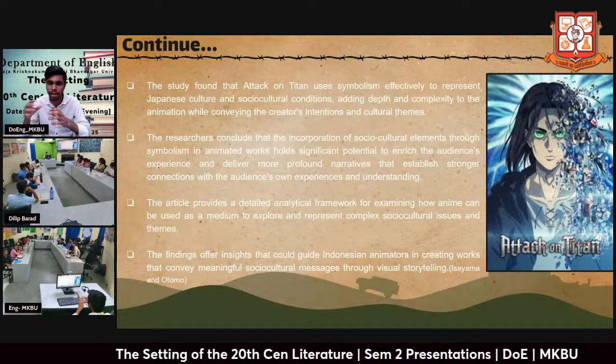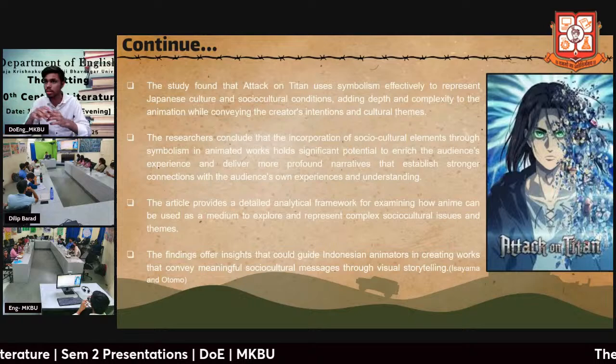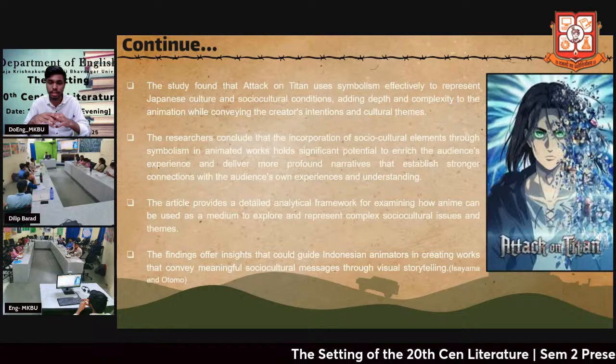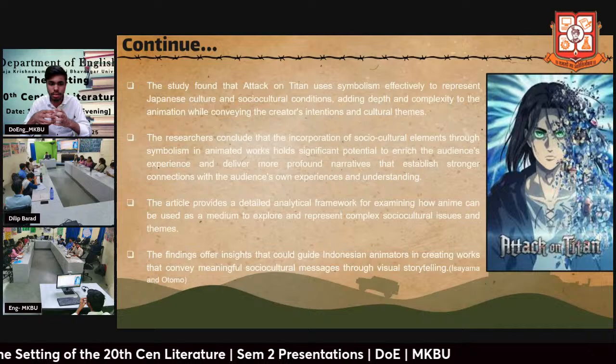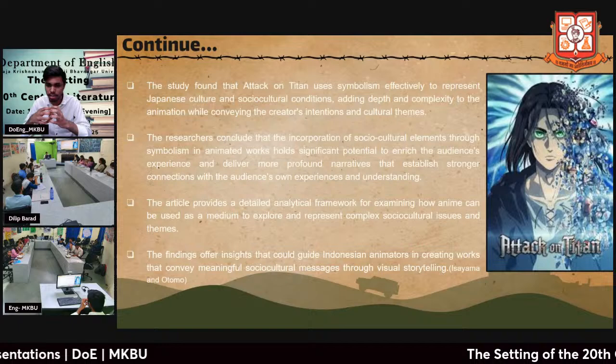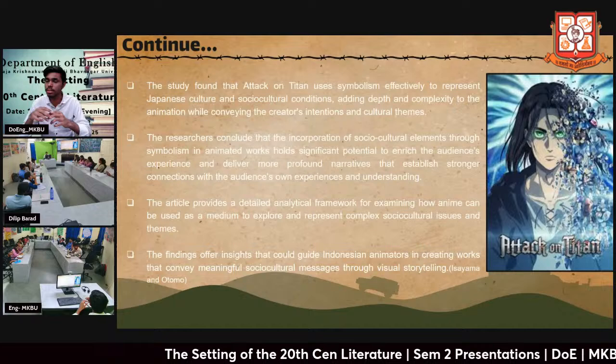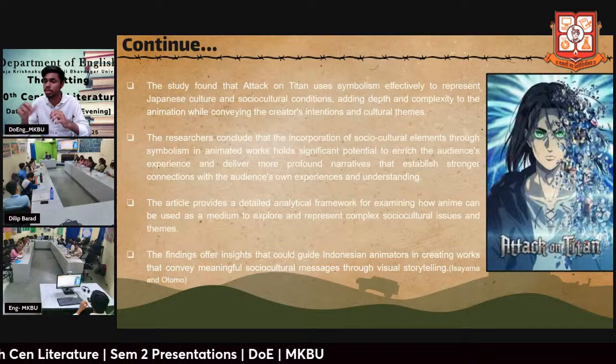As I said, the series is also very connected with real wartime fiction that happened during that time in Japan. The article provides a detailed analytical framework for examining how anime can be used as a medium to explore and represent complex social and cultural issues and themes. We can conclude how Japan's culture was shaped after the war, after the atomic bomb attack.